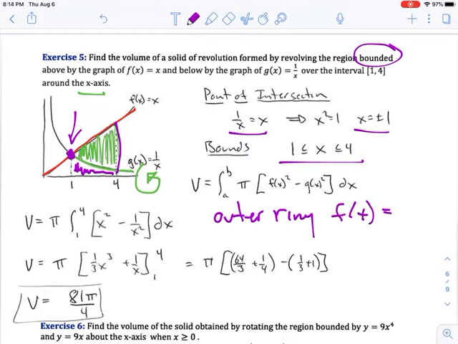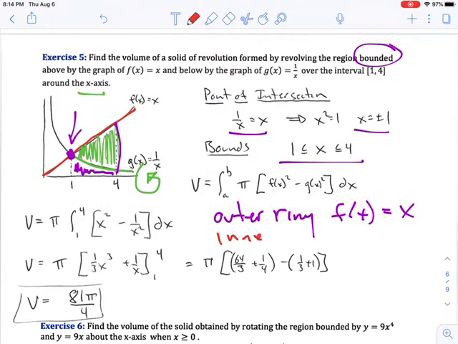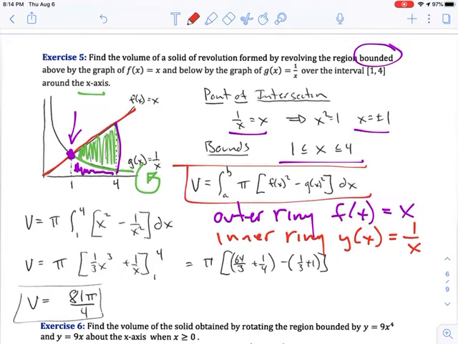That's the one that's farthest away from the axis of rotation. The inner ring is going to be the function that's closest to the axis of rotation, which is the x-axis. That's g of x, which is 1 over x. So that helps us to put our integral together in that formula. And so we have that over here.